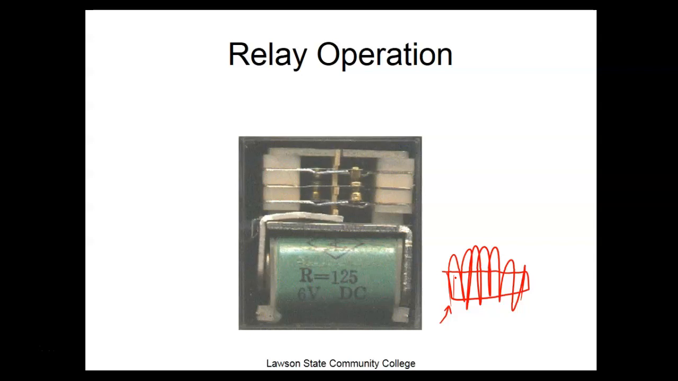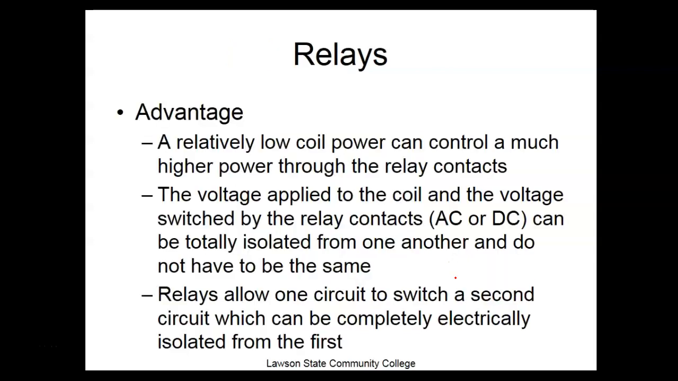You see a lot of movies where they have the electromagnets in scrap yards and stuff like that, which is pretty neat. So the voltage on the coil and the voltage on the contacts does not have to be the same. So you could have a DC coil and you could switch AC on your contacts or vice versa.